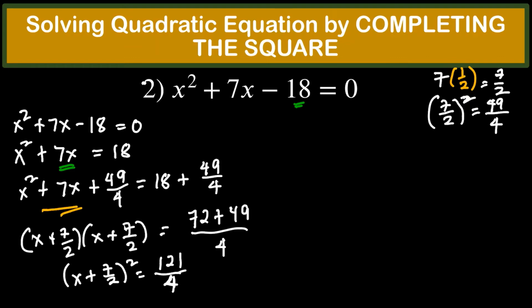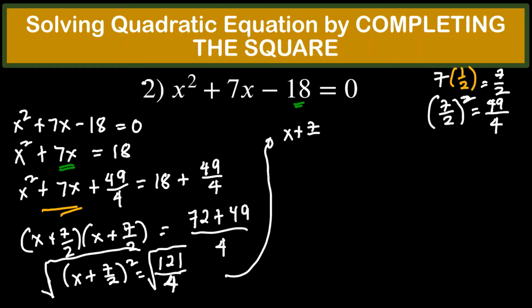Alright, now we're going to simplify this further, and that is by extracting the roots. So we simply extract the roots, and so this will give us x plus 7 over 2 equals plus and minus the square root of 121 is 11, and the square root of 4 is 2. And simplifying this further, that will give us 7 over 2 plus and minus 11 over 2.